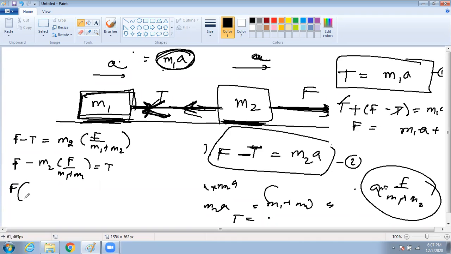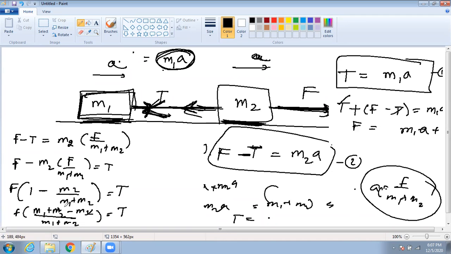So we'll take F common. F common will become 1 minus M2 divided by M1 plus M2 is equal to T. So take the LCM: M1 plus M2 minus M2 divided by M1 plus M2 is equal to T. So M2 goes. So what remains? F into M1 divided by M1 plus M2 is equal to T. So your acceleration came, your tension came.